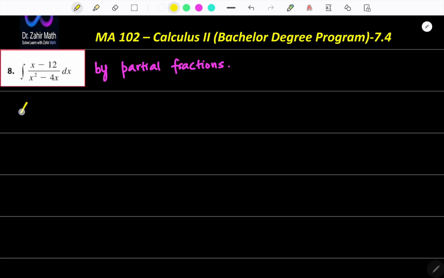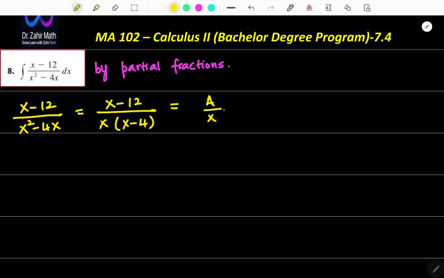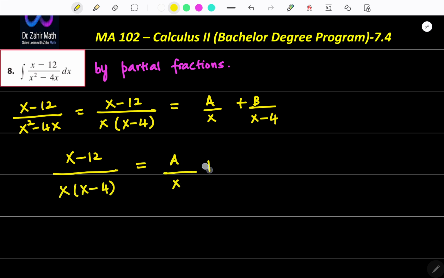Right. So this (x minus 12) divided by (x square minus 4x), I'm going to write it as (x minus 12) divided by x times (x minus 4), taking x as the common factor. Clear everybody? So this equals a divided by x plus b divided by (x minus 4). So (x minus 12) divided by x times (x minus 4) is equal to a divided by x plus b divided by (x minus 4).